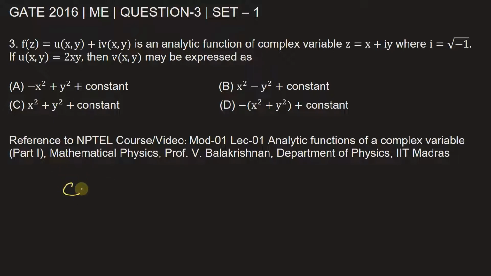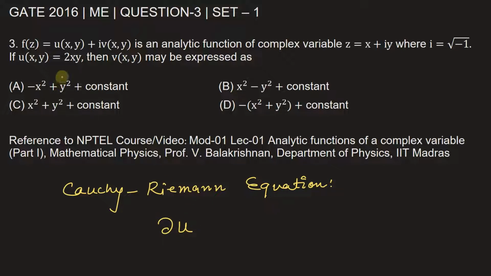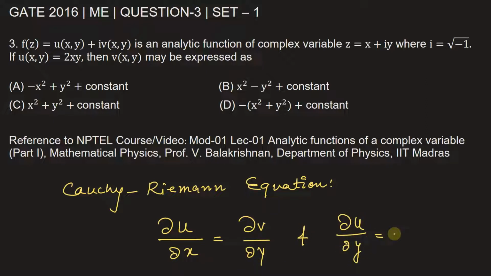So let's write here Cauchy-Riemann equation. Now, according to Cauchy-Riemann equation, the partial derivative of the real part of this function f of z, which is u, with respect to x will be equal to partial derivative of the imaginary part of this equation v with respect to y, and dou u by dou y is equal to negative of dou v by dou x.